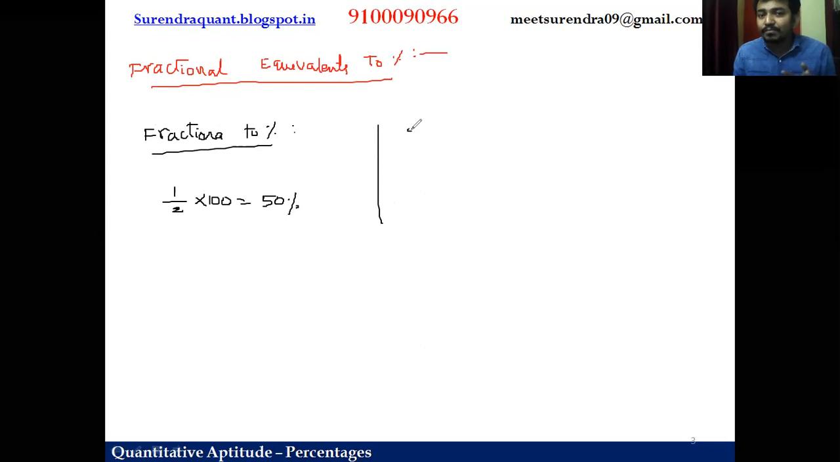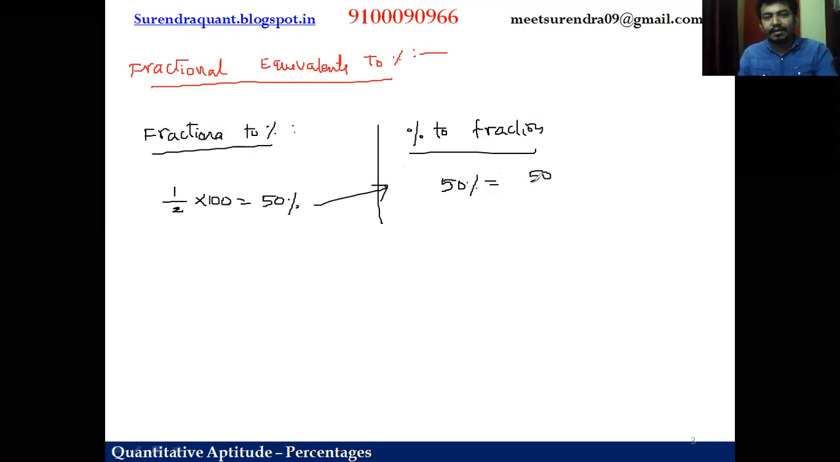Similarly, what about percentage to fraction? To convert percentage to fraction, you need to divide by 100. What do you mean? Let us take the same numerical. So 50% means 50 per 100. So it is 1/2, right? The same value. So to convert percentage to fraction, you need to divide with 100. And to convert fraction to percentage, you need to multiply with 100.